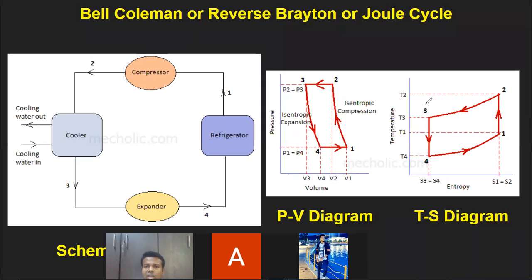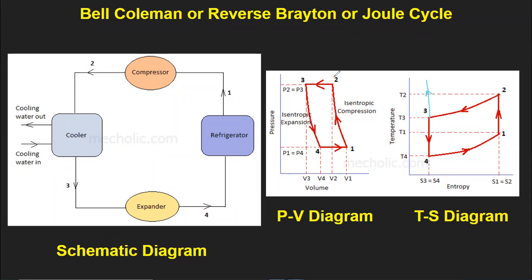So from point number 3, I can have two possibilities. I can go either upward or I can go downward, right? Now see, from point number 3 I need to expand. So during expansion what happens? 3 to 4 is isentropic. That means entropy at point number 3 and entropy at point number 4 is the same.